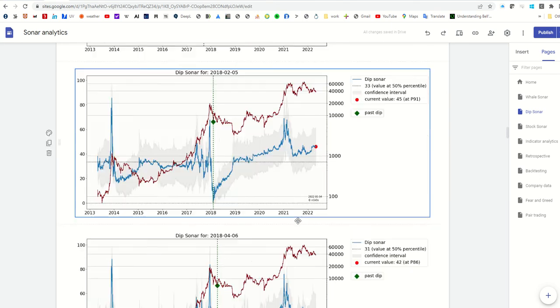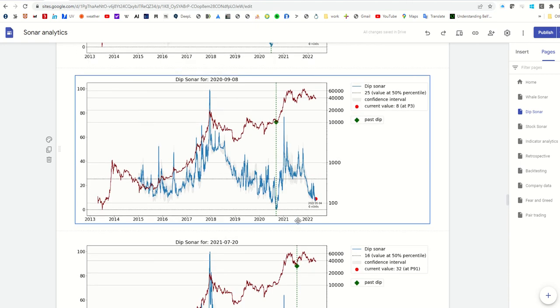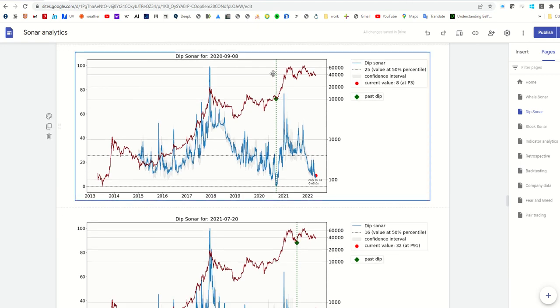If I go here to the details to have a more detailed look, then I see that this is the date of 2020 September '08. So here is where that dip happened. And today we are here. So we are at the value of P3, meaning 97% of all that sonar data is above us. So we are almost identical in conditions to that dip.